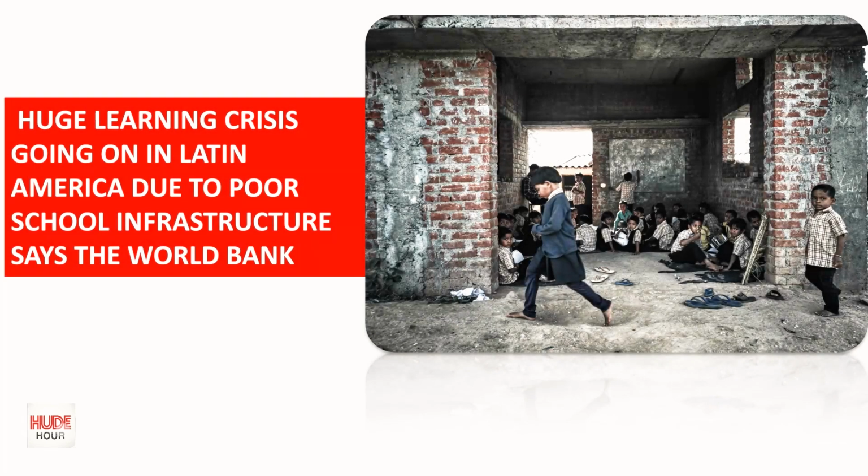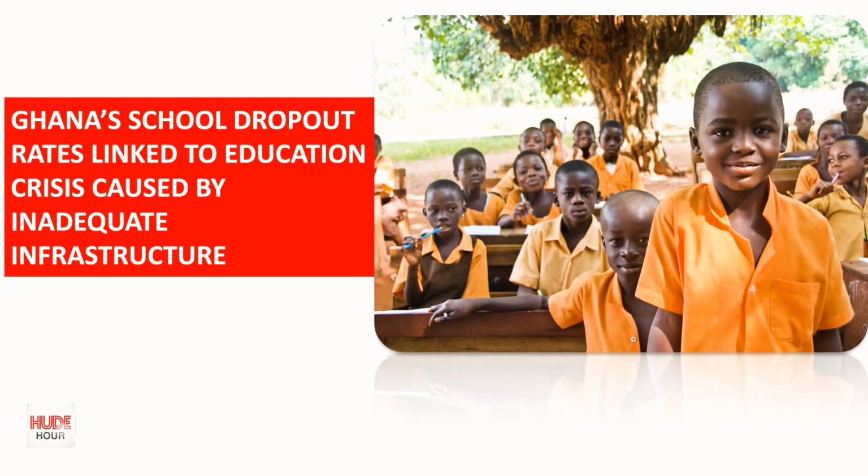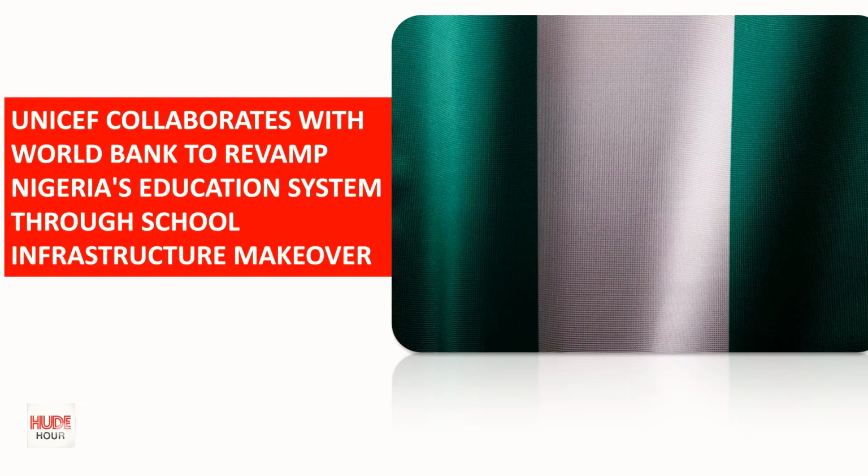Today on Hude, we'll delve into stories about the impact of school infrastructure on education, including: the World Bank says a huge learning crisis is going on in Latin America due to poor school infrastructure; Ghana's alarming school dropout rates linked to an education crisis caused by inadequate infrastructure; and finally, UNICEF collaborates with the World Bank to revamp Nigeria's education system through a school infrastructure makeover. Details in a moment.